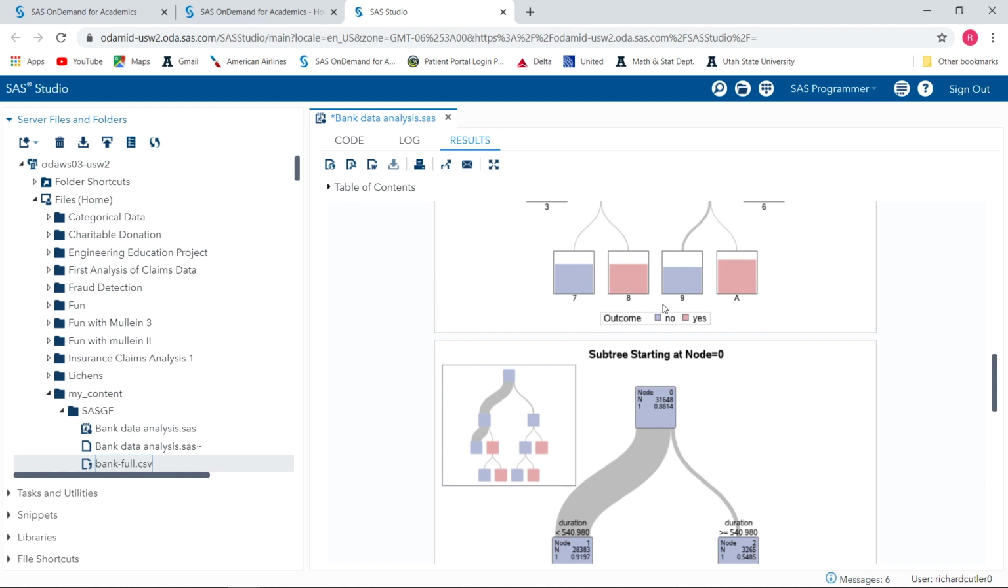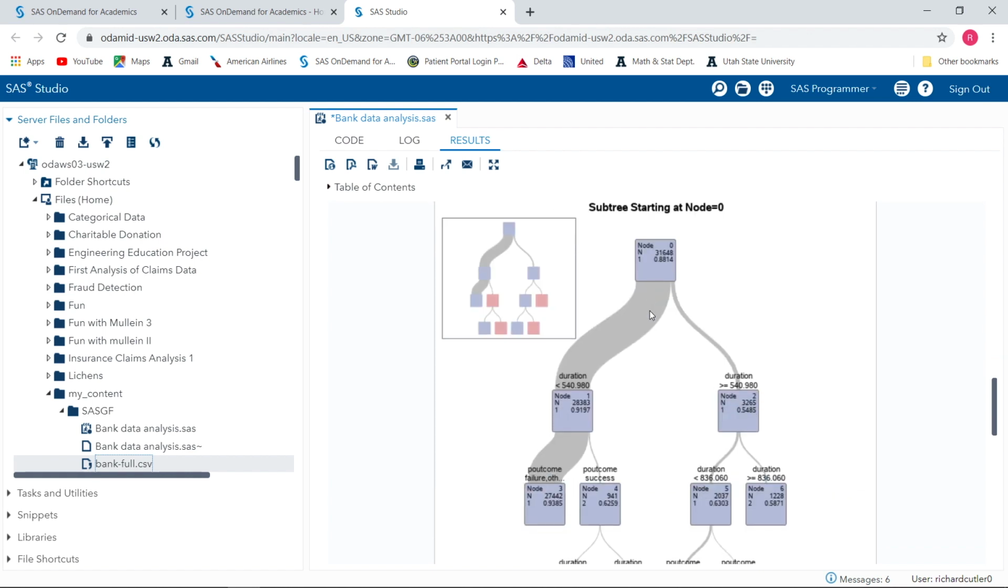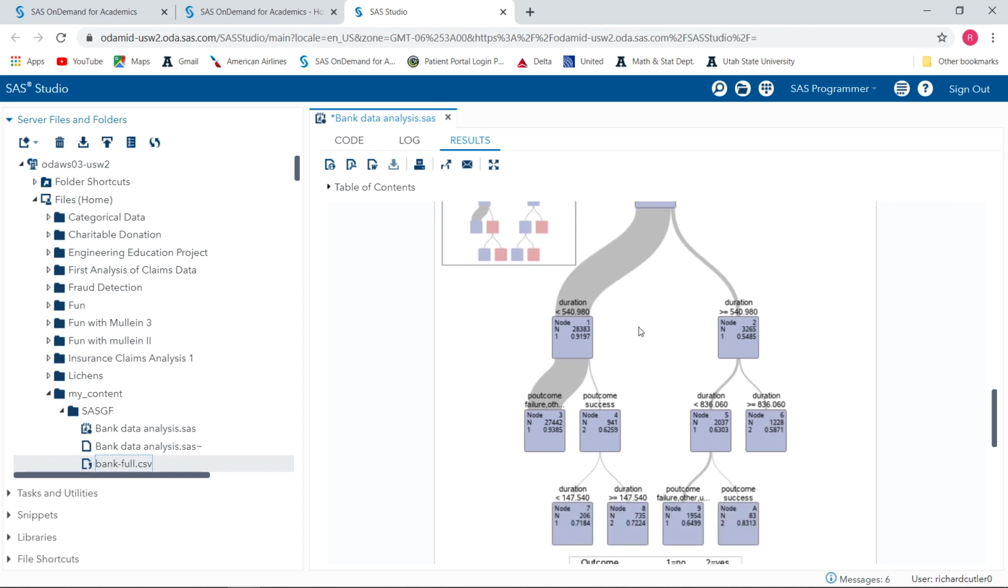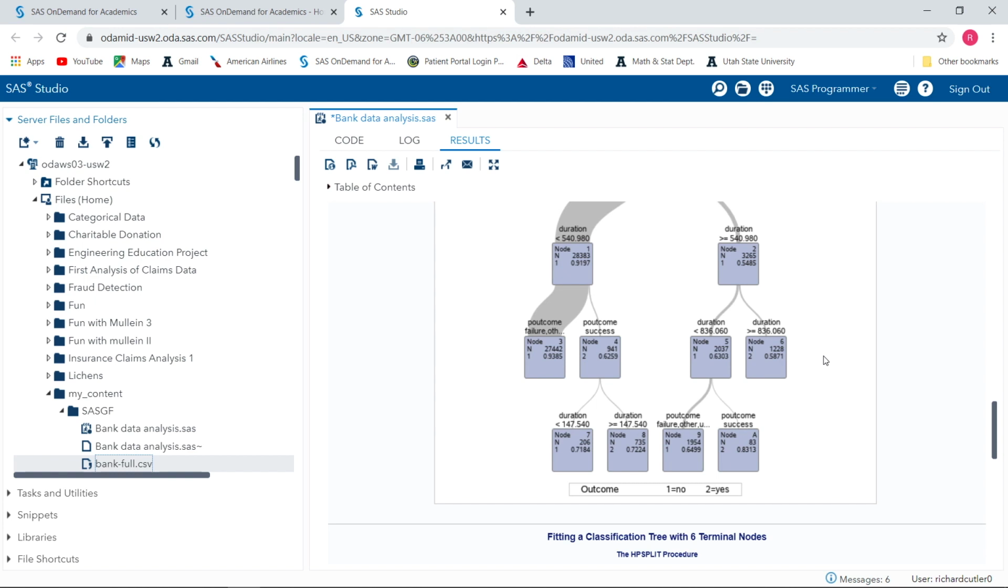So in terms of looking at the tree, we can certainly interpret the nodes in the tree. And we'll notice that the first split is on the variable duration. So this is the duration of the phone call. And the cut point takes place at 540 seconds, which is about 9 minutes. If I come down the right-hand side of this tree, then the next split is also on duration. And so there is a group here for which the duration of the call was greater than or equal to 836 seconds, which is about 14 minutes. And that group of people, which is quite a large number, 1,228, the majority of them, so more than half, elected to take out a term deposit.